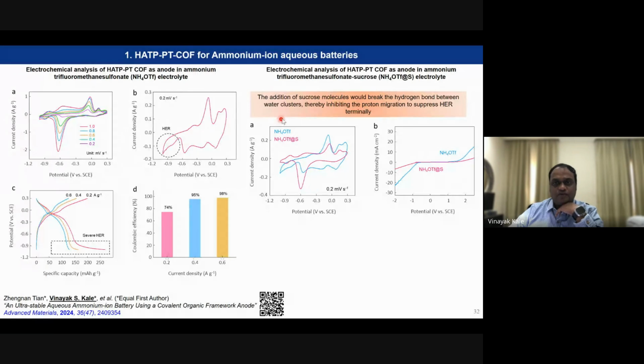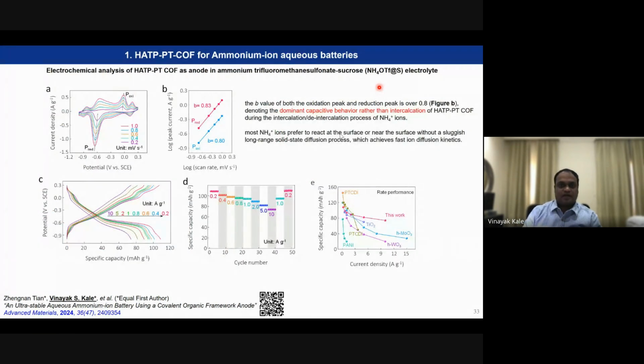So we found one solution. Adding sucrose molecules would break the hydrogen bonds between the water clusters, thereby inhibiting the proton migration to suppress this HER. So once we add a small amount of sucrose, we could minimize this unwanted HER reaction. Now we finalized the electrolyte with the addition of sucrose, and we investigated the further electrochemical characterization.